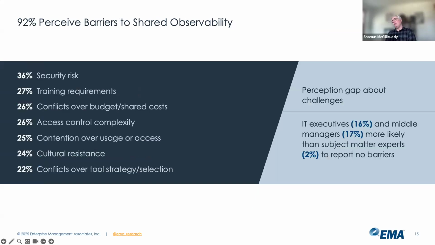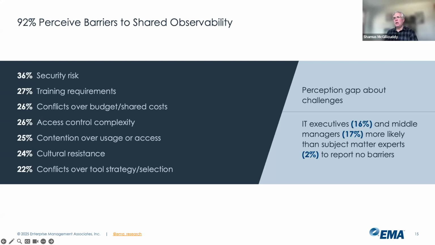But there are barriers. 92% of the people we surveyed said that they do see things that would keep them from sharing observability tools. The number one response was security risk. For instance, the security team thinks there'll be insights or data in the tool that they don't want network operations or network engineering to see or have access to. Maybe they don't trust tier 1 responders to have access to the tool.